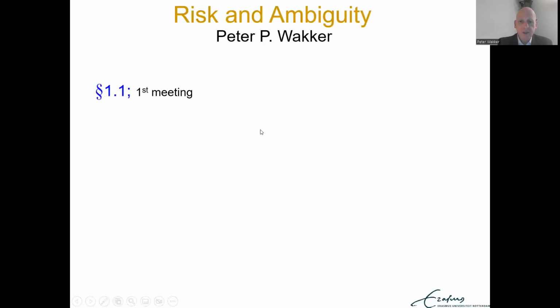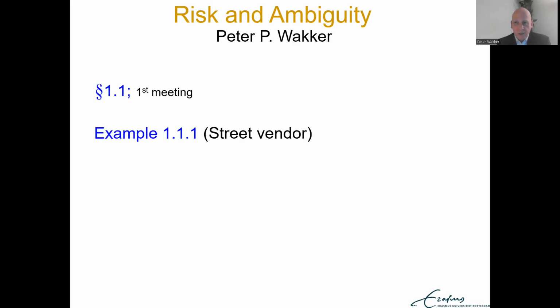Now we start the theory of the course, and I start with section 1.1 and example 1.1.1. The numbering that I use here in the slides is the numbering that I also use in the book. So this is also example 1.1.1 in the book. In this example, imagine that you are a street vendor and you have to decide one time, only tomorrow, what to do. You can have a little booth at the beach of the North Sea, and you have to decide which merchandise to take along with you.